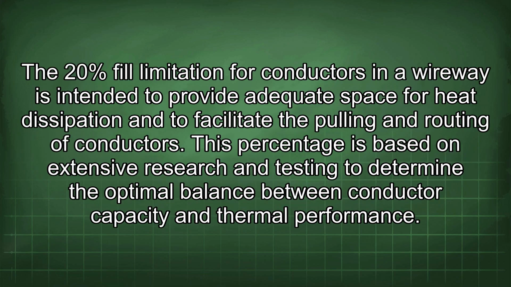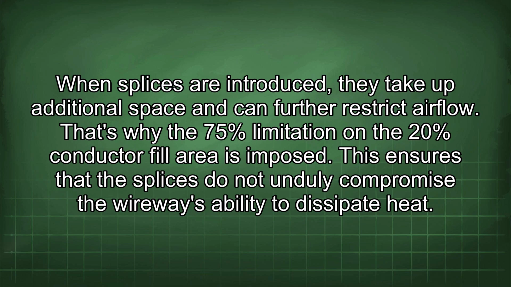The 20% fill limitation for conductors in a wireway is intended to provide adequate space for heat dissipation and to facilitate the pulling and routing of conductors. This percentage is based on extensive research and testing to determine the optimal balance between conductor capacity and thermal performance. When splices are introduced, they take up additional space and can further restrict airflow. That's why the 75% limitation on the 20% conductor fill area is imposed. This ensures that the splices do not unduly compromise the wireway's ability to dissipate heat.